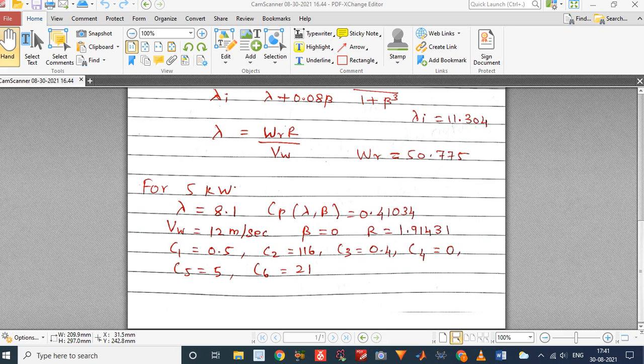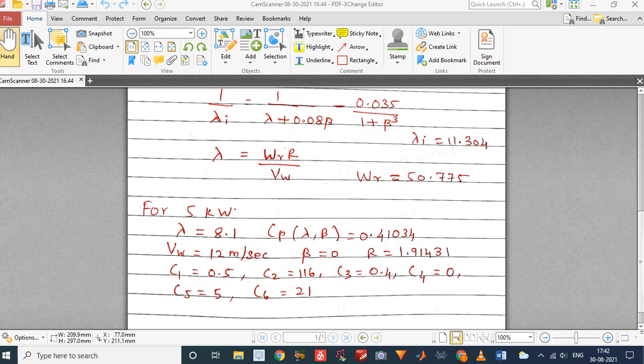For 5 kilowatt, lambda is equal to 8.1. Cp(lambda, beta) will be 0.41034. V will be 12 meter per second. Beta is equal to 0. R will be 1.91431. C1 will be 0.5, C2 will be 116, C3 will be 0.4, C4 will be 0, C5 will be 5, C6 will be 21. This data I have taken from some research papers.